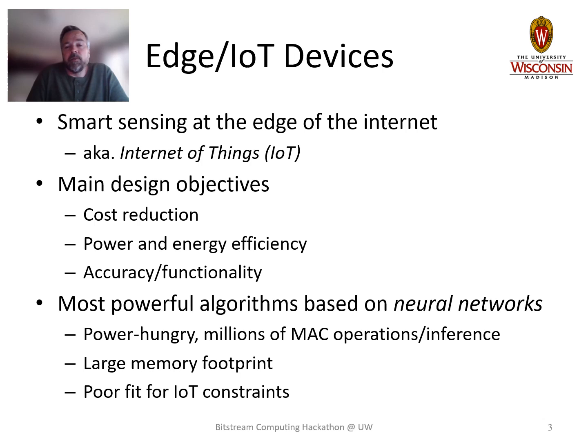And the challenge is that, especially for sensory processing, the most powerful algorithms that we utilize these days are based on neural networks. And neural networks, if deployed naively, are very power hungry. They can require millions, even billions of multiply accumulate operations to be performed per image, per inference, which is prohibitive for a lot of these power constrained or cost constrained devices. These neural networks also can have a very large memory footprint, and in general are going to be a poor fit algorithmically for fitting into these systems with these constraints.